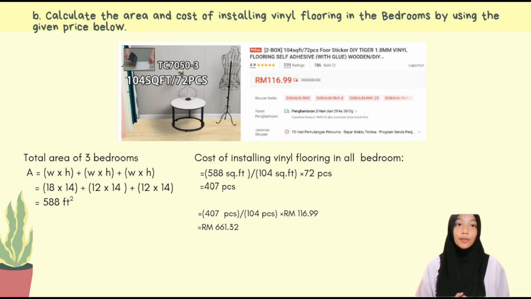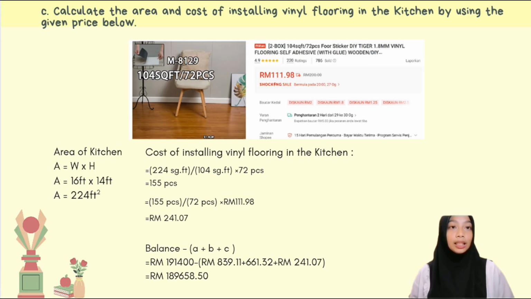So question B is a bit different because we need to calculate an area and cost for 3 bedrooms. For this question, we just use the same formula. But since we calculate the 3 bedrooms in one go, we need to do it 3 times based on the size of the bedroom. So just insert all your values properly and then repeat how to calculate the cost, and you will get your final answer. Our final answer is 661.32 ringgit.